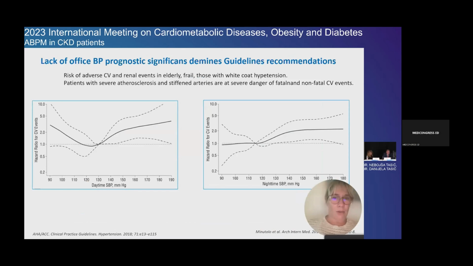So we come to a problem where the lack of prognostic value of office blood pressure significantly challenges our guideline recommendations, where office blood pressure measurement is still the hallmark of hypertension diagnosis. And in CKD patients, this is obviously not true. This is a clear U-shaped curve of systolic daytime blood pressure and nighttime blood pressure in CKD patients, where if we try to lower blood pressure according only to office blood pressure measurements in high-risk renal, elderly frail patients and those with vital hypertension, we risk severe adverse events.